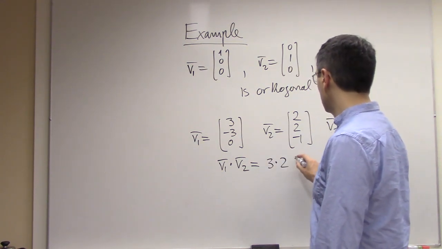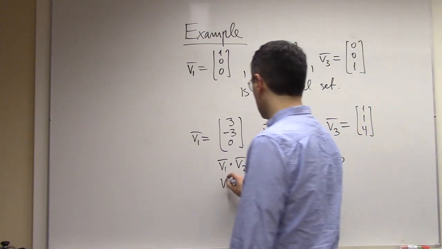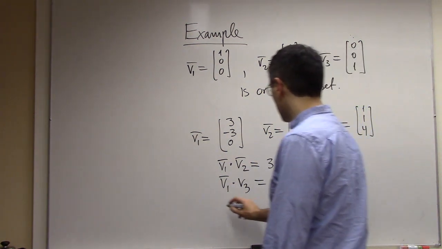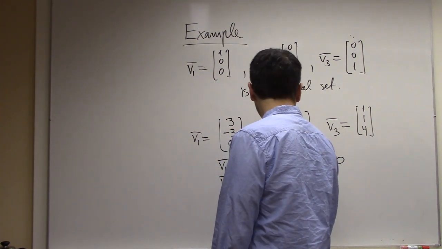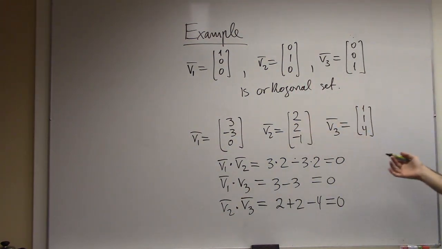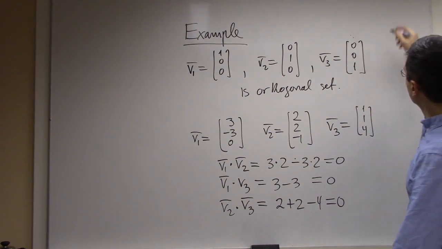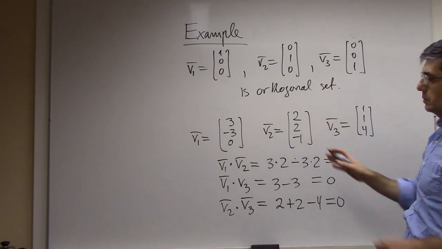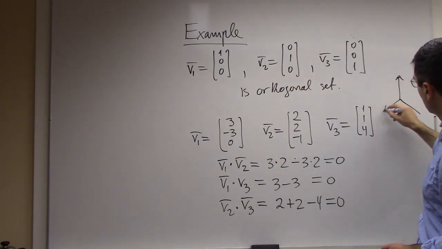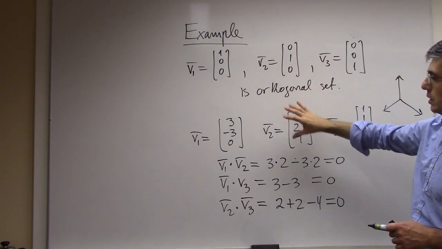So V1 with V2: 3 times 2 minus 3 times 2 plus 0, so this is 0. Then V1 with V3, you get 3 minus 3 plus 0, so again 0. And then V2 with V3, you get 2 plus 2 minus 4, again 0. So this is again an orthogonal set, and it's more complicated than the previous set, but it's still what it looks like. If you make a picture of these three vectors, the picture will be similar to the standard one. So they form 90-degree angles with each other. Geometrically it's kind of the same, but they are positioned differently in R3.